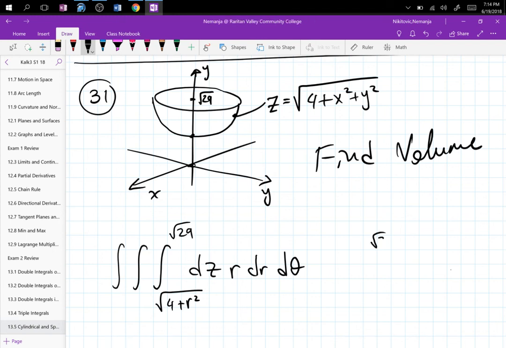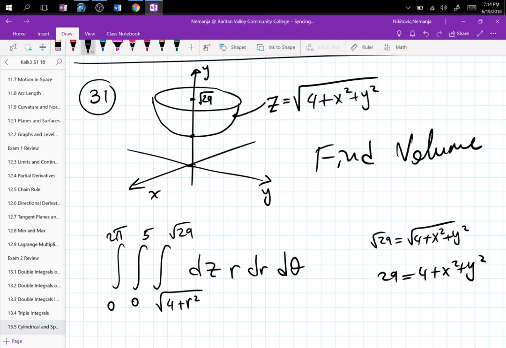So square root of 29 equals square root of 4 plus x squared plus y squared. So it's 0 to 5. Because you square both sides, you get 29 equals 4 plus x squared plus y squared. You move the 4, and you get x squared plus y squared equals 25. So the radius is 5. And then 0 to 2 pi for the full rotation of the object.